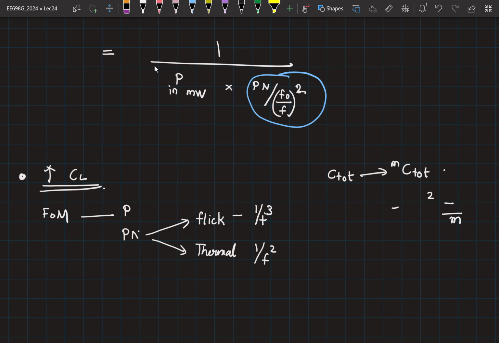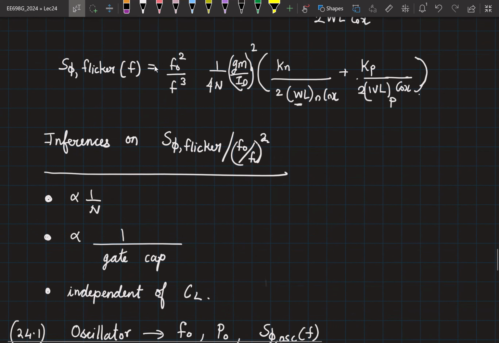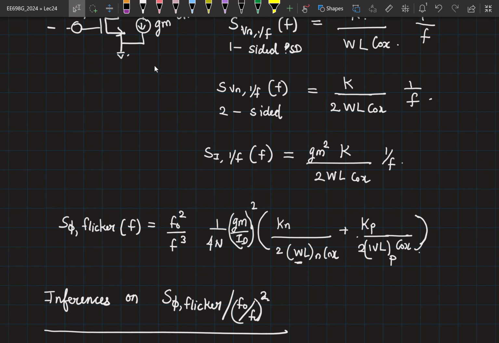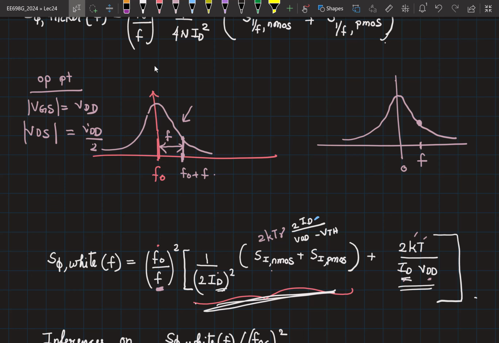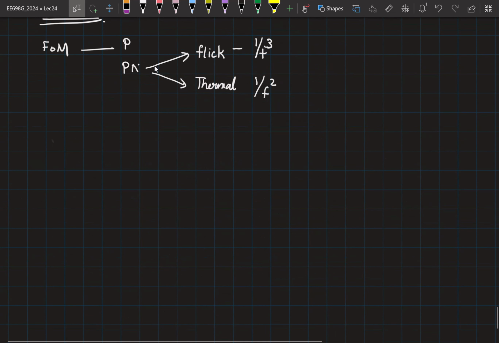So now can you comment on the flicker noise part? The 1 by f cube noise profile. Was that a function of additional capacitance? So this is the expression for flicker noise. Did this depend on the additional capacitance? No. So the 1 by f cube noise remains the same for the oscillator. What about white noise? This also remains the same, right? Which means your FOM is going to remain the same.